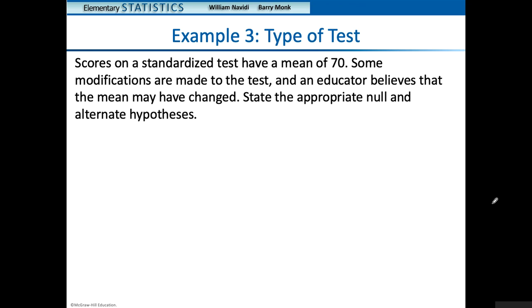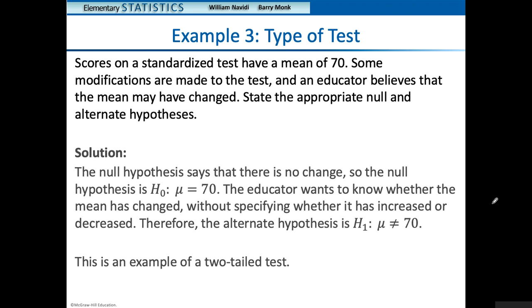Some modifications are made to the test, and an educator believes that the mean may have changed. State the appropriate null and alternate hypotheses. The wording: the null hypothesis is the assumption that nothing has changed. If nothing has changed, the mean is equal to 70, right? But then it says the educator believes that the mean may have changed.